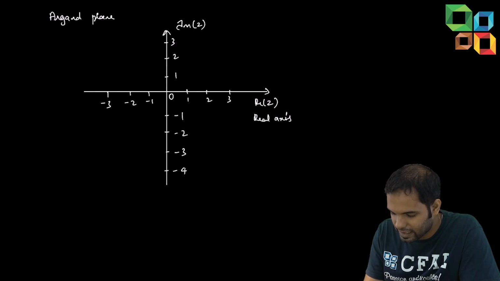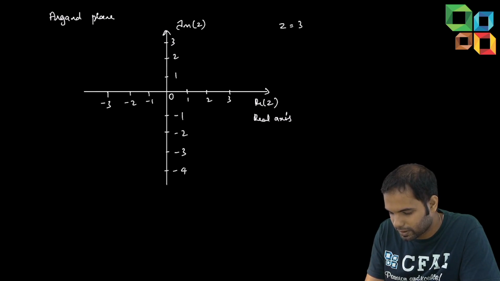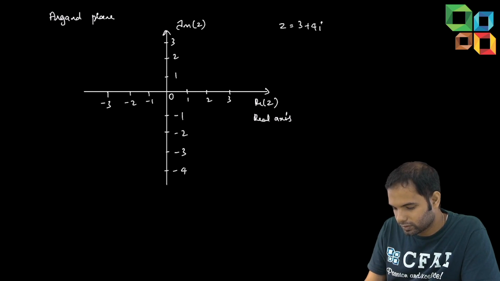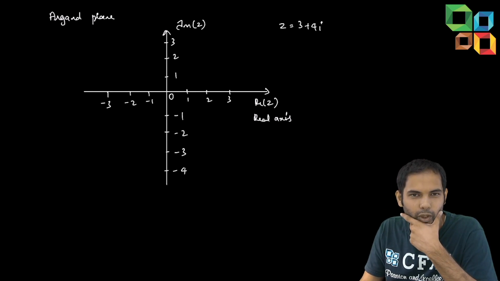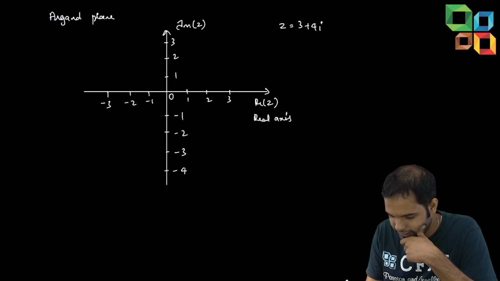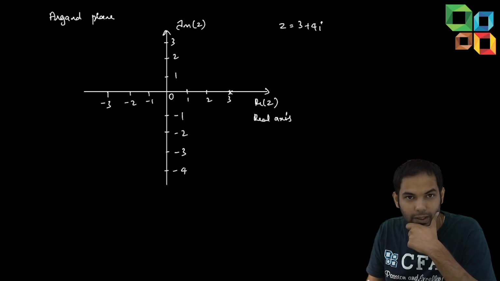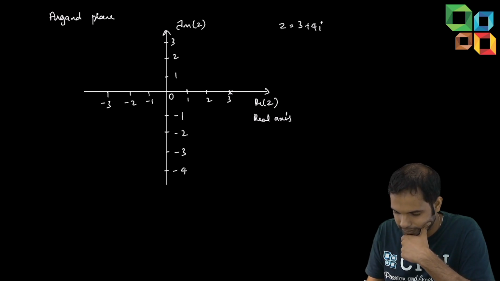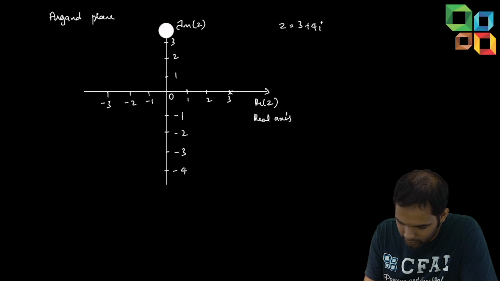So let us take an example. Say 3 plus 4i. Can you think of how to plot this point on the graph? 3 is the real part, so you can see this is the part here. And we need 4 in the imaginary part. 4 is somewhere here above. So let me just try to draw it again. So 4 will be somewhere here.